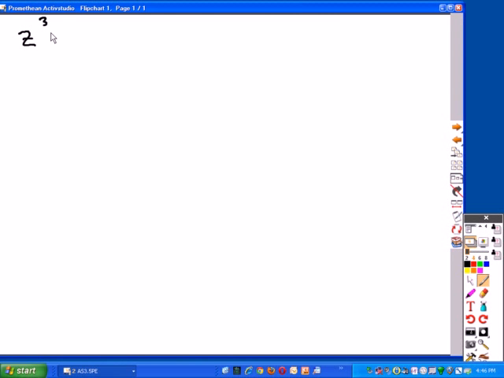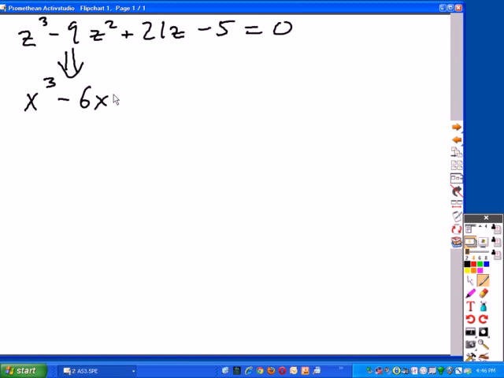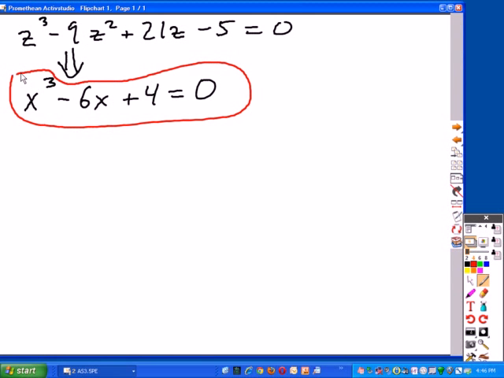Okay, in our previous video, what we did was we took a cubic polynomial, which was of the form, and I use the variable z to write it down, z cubed minus 9z squared plus 21z minus 5 equals 0. And we performed a change of variables, a rigid translation of the graph, if you will, and turned this into a new polynomial, x cubed minus 6x plus 4 equals 0. And this polynomial will be the subject of our investigation for this tutorial video.